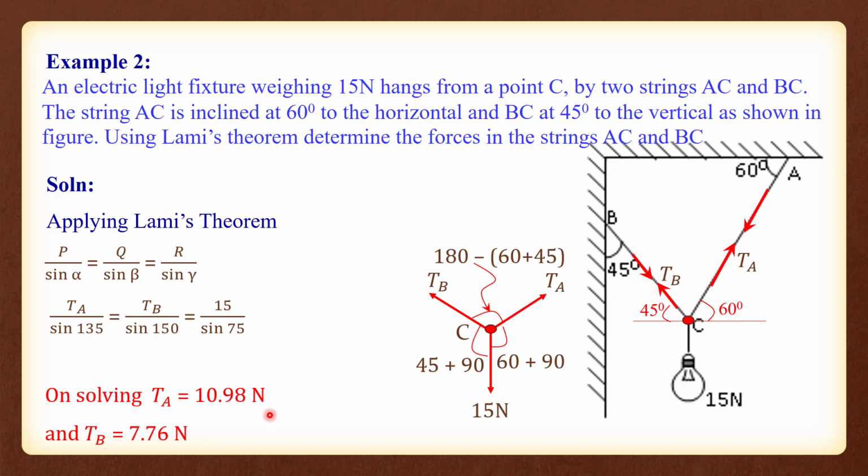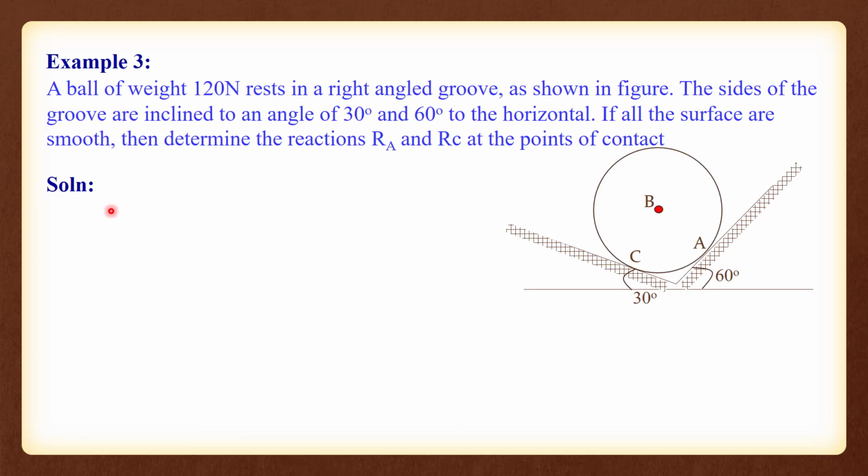Now we will solve the third question. A ball of weight 120 Newton rests in a right angled groove as shown in the figure. The sides of the groove are inclined at angles of 30 degrees and 60 degrees to the horizontal. If all the surfaces are smooth, then determine the reactions RA and RC at the points of contact. So here we need to find the reactions developed at point A and point C. These are the two contact points.